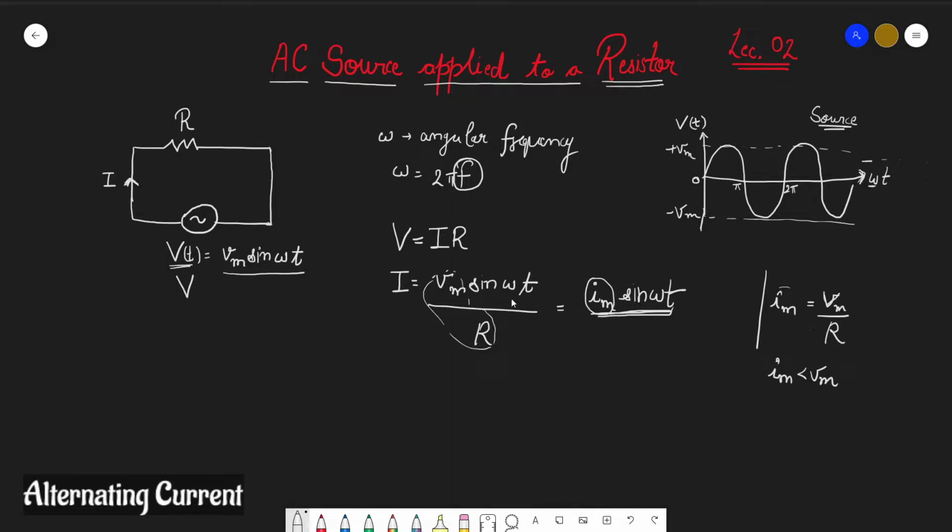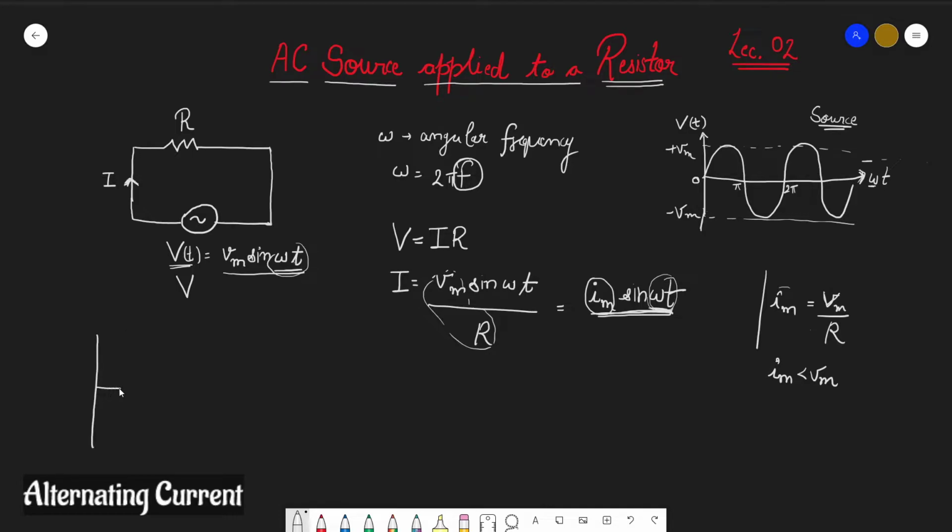And you observe another thing. This angle and this angle, both are the same. Whatever time you take, the value of capital V and the value of capital I are in phase, because both angles are the same. So these waveforms will look like this.